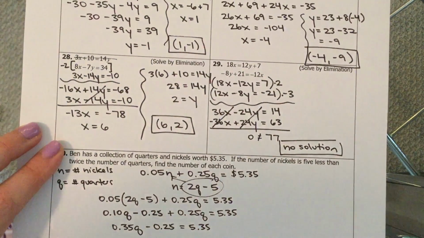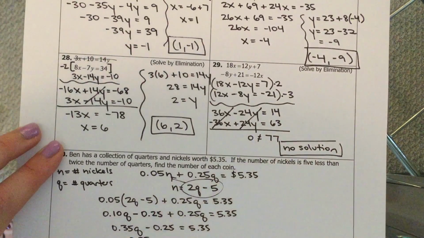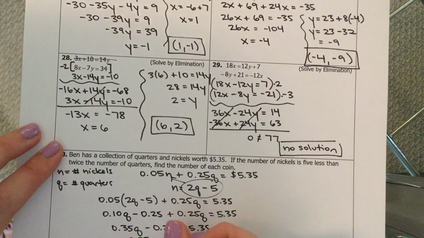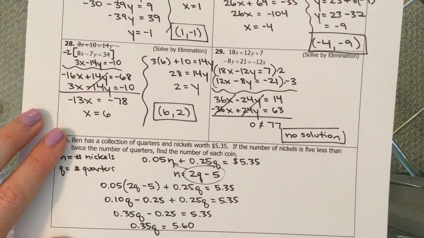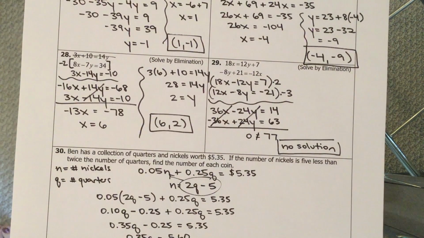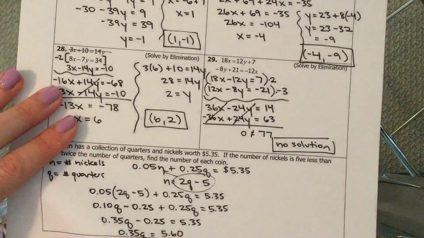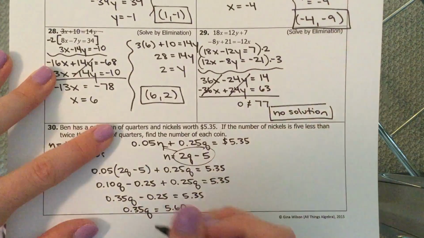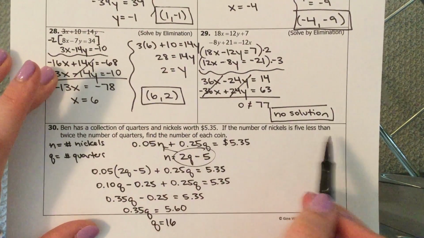Okay, and then add 25 cents to both sides of the equation. So add 25 cents, and this ends up being $5.60. Okay, and then the only thing left to do is divide both sides by the 35 cents. So I can show you this one in a calculator just because it might not be one you do in your head. So 5.60 divided by 35 cents, that ends up being 16. So 16 is Q, and Q, remember, is the number of quarters. So Q ends up being 16, and then we can use that to figure out the number of nickels.